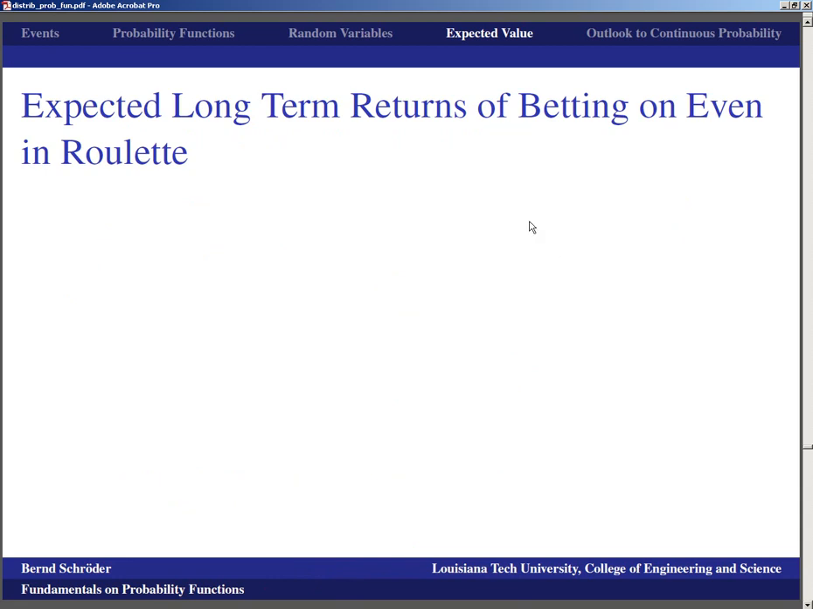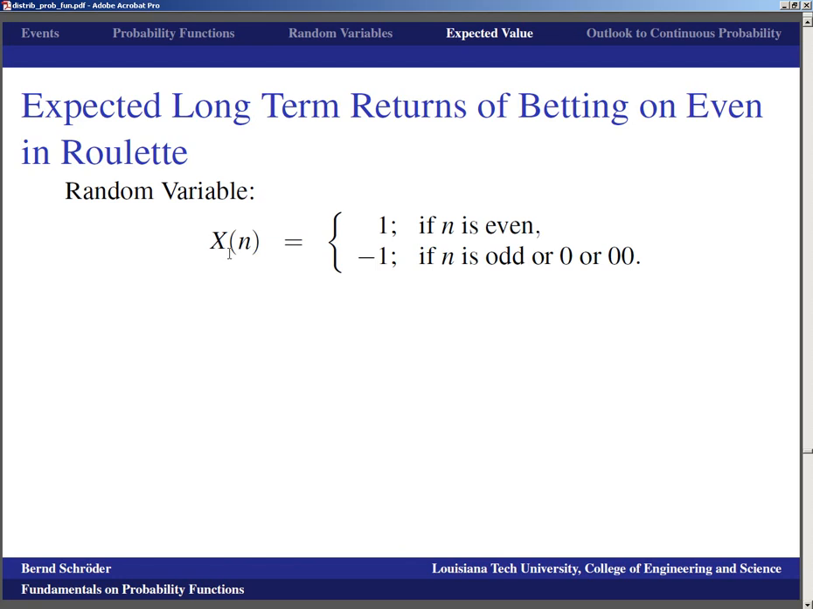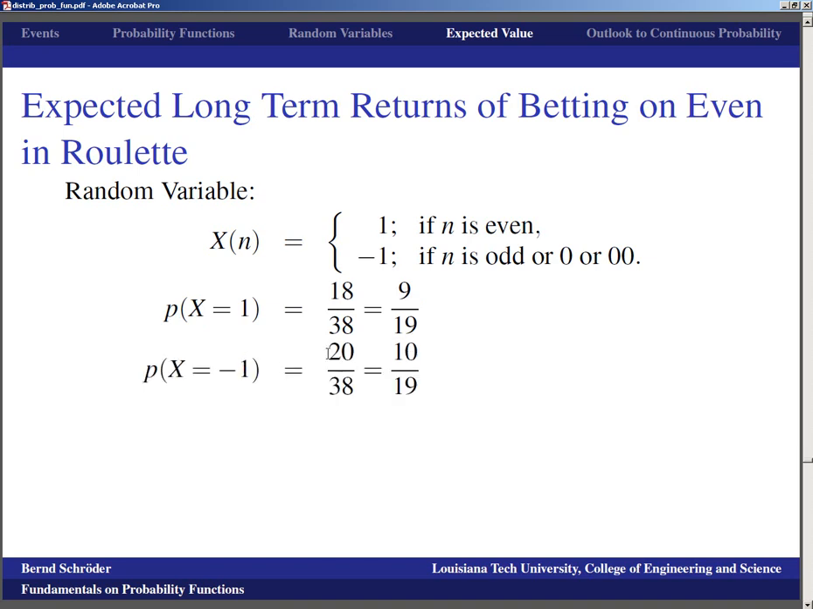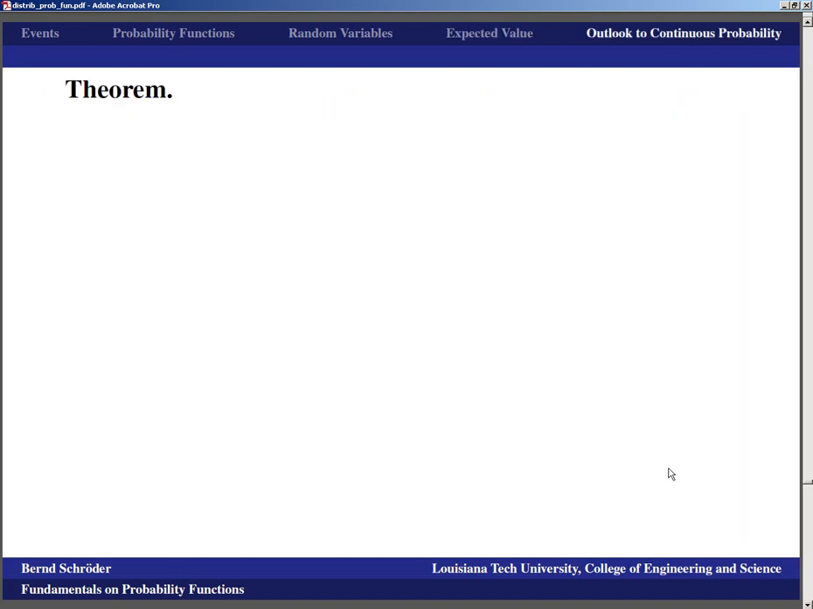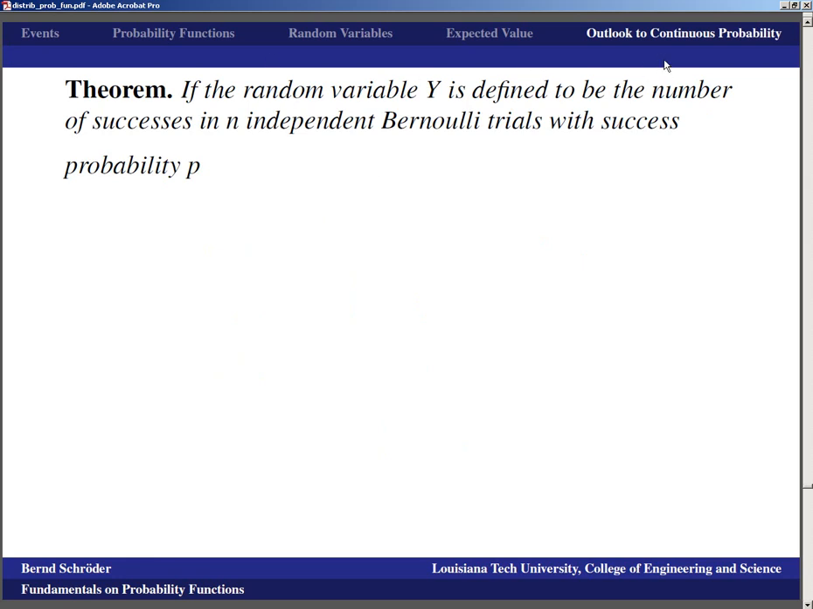Okay, so the expected long-term results of betting on even in roulette: the random variable here now would be that if the number that comes up is n, then the outcome for an even number is that you gain $1, because for a dollar bet, you get another dollar back. If the number comes up as odd or as 0 or double 0, then you lose your dollar, so your net outcome is negative 1. Probability of 1 is 9 over 19, as we already talked about. There are 18 even numbers. The probability of losing the dollar is 20 over 38, as we've talked about. There are 18 odd numbers, plus 0 and double 0. And so the expected value then is 1 times 9 over 19, plus negative 1 times 10 over 19, which is negative 1/19th, which is exactly the discussion that we had earlier with exactly the same numbers, that the expected value gives you a per game average of what your random variable will return, or per trial average.